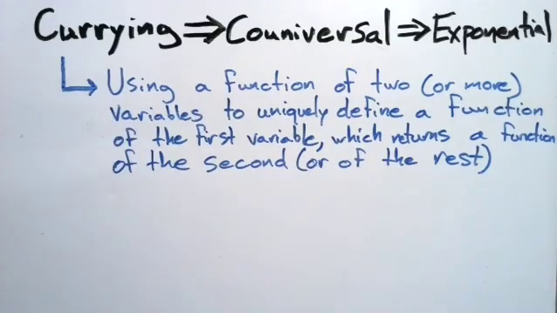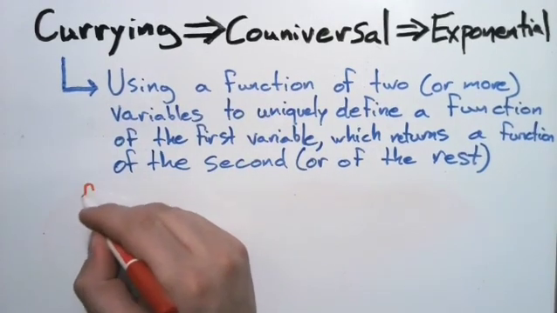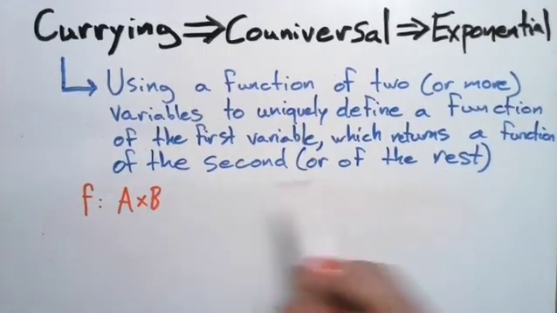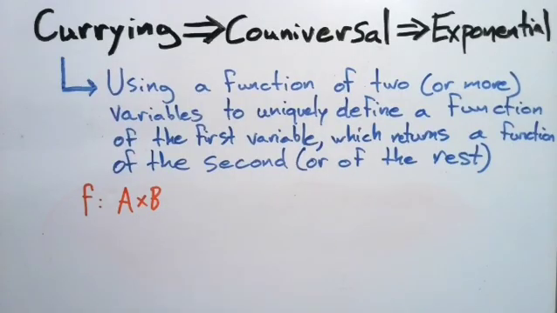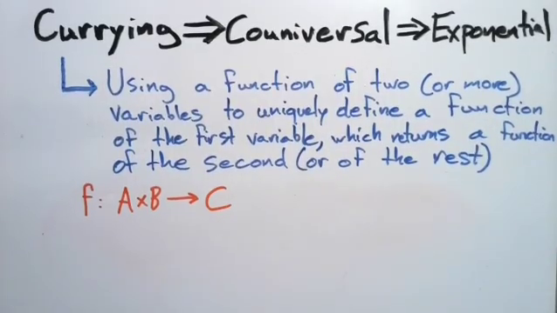Obviously, the concept extends to functions of more than just two variables, but we're going to look at the two variable case as a sort of first exploration. So what would this mean, to use a function of two variables to uniquely define a function of the first variable, which returns a function of the second? Well, right now we're going to talk from the perspective of computer science. So we'll just look at it as, say, a function f, which goes from A cross B. So it has two variables as inputs. So an element of A cross B, and returns some element of C or of type C, depending on how you want to think of it.